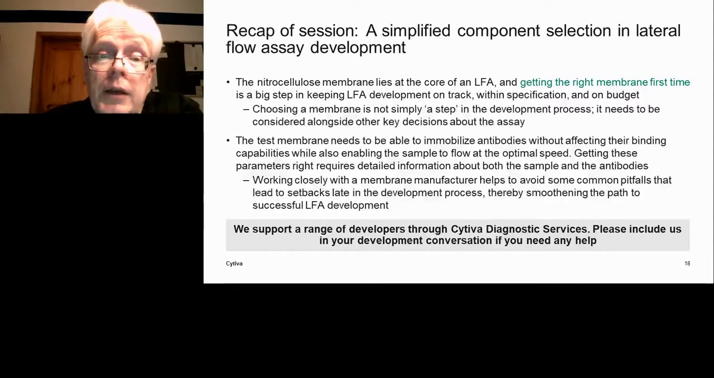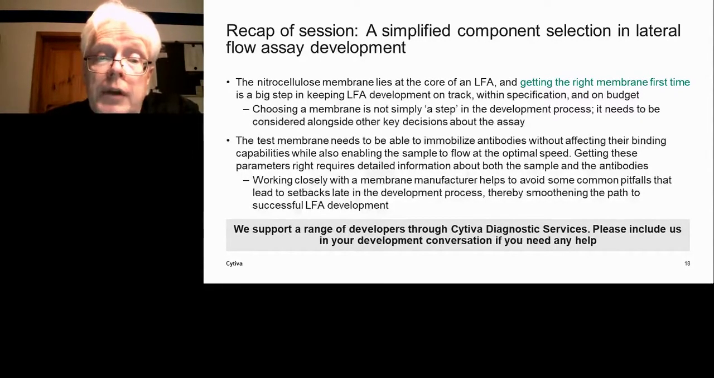Choosing a membrane is not just simply using a paper. It needs to be considered alongside a lot of other key decisions, and it has to be done in conjunction with reagent selection. The membrane needs to be able to immobilize antibodies. It should not affect their binding capabilities, and it must enable the sample to flow at the optimal speed.